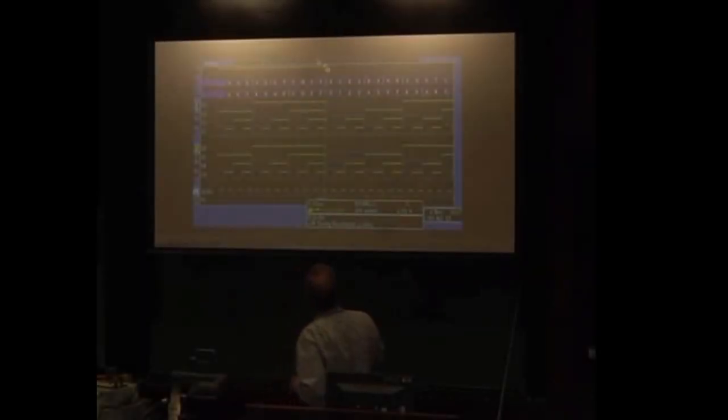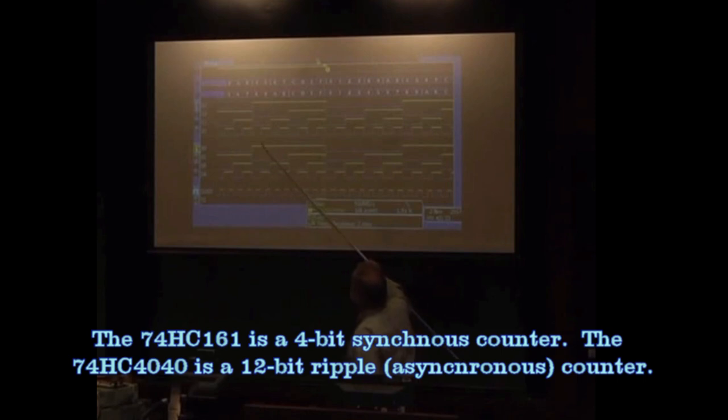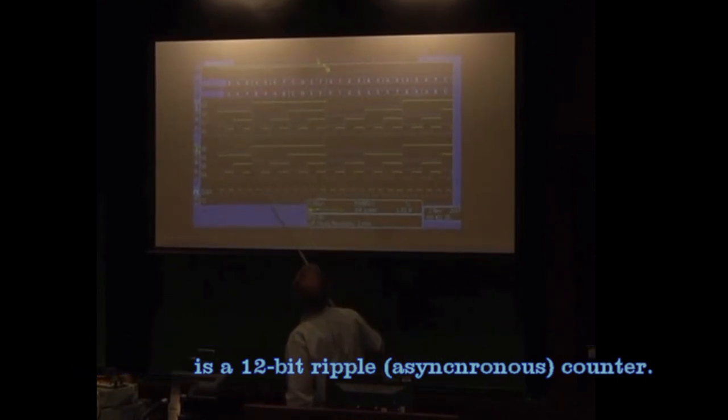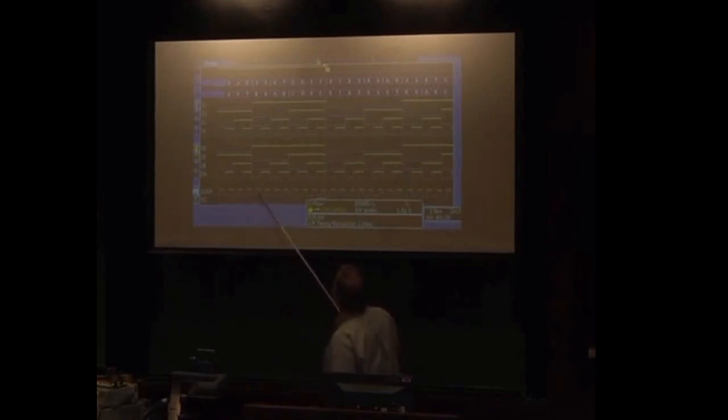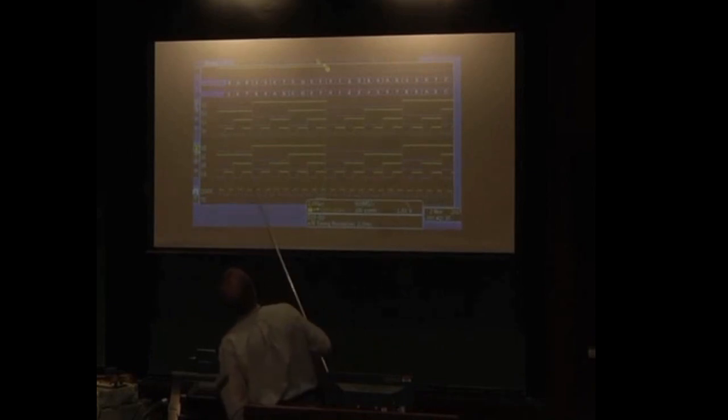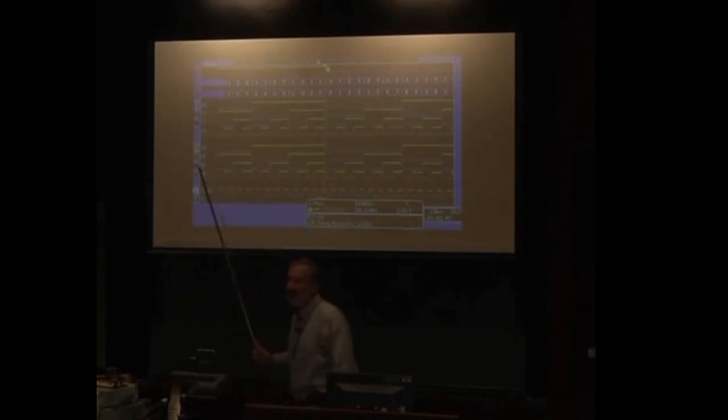What I've got here is a 161 counter and a 4040 counter. Here's my clock. I've inverted the clock for the 4040 so they both look like they're counting on the rising edge, or maybe I have it the other way around. No, it looks like we're looking at the clock before I invert it. So it looks like the 161's clocking on the falling edge of the clock, but it's not.